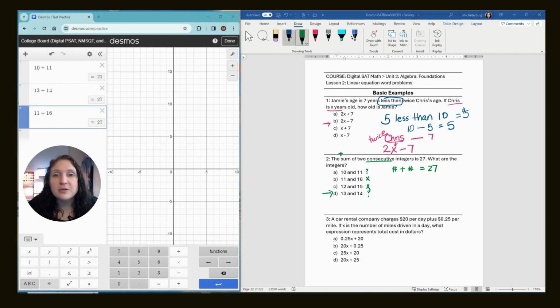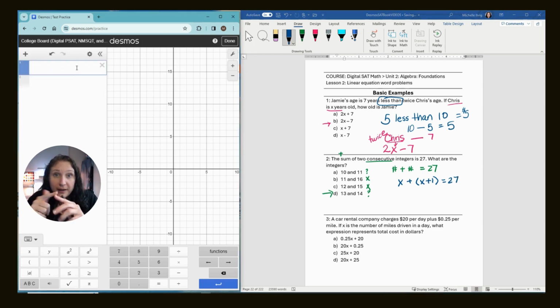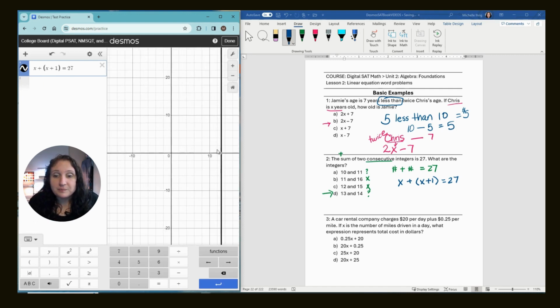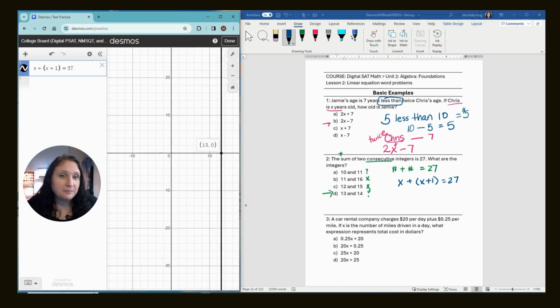Now, if you were going to do this officially, the algebraic way to do this would be the first number would be X. The second number would be X plus 1. Because I just add, how do I get from 3 to 4? I add 1. How do I get from 10 to 11? I add 1. And that equals 27. So if you're going to do this a longer way, you would just write that formula and then type it in. And then it gives you the answer. I'll scroll out. We can see that X equals 13.